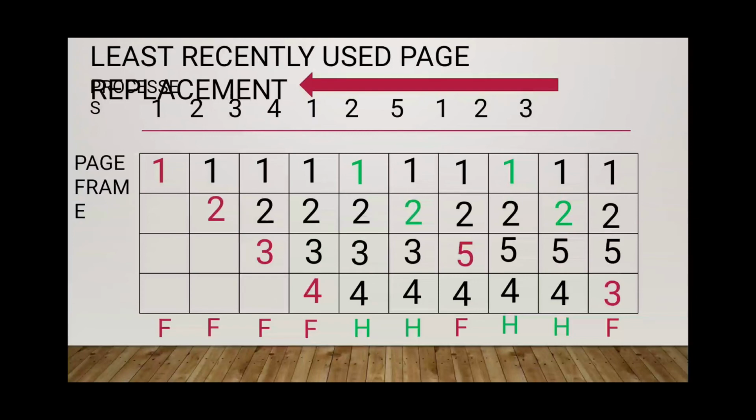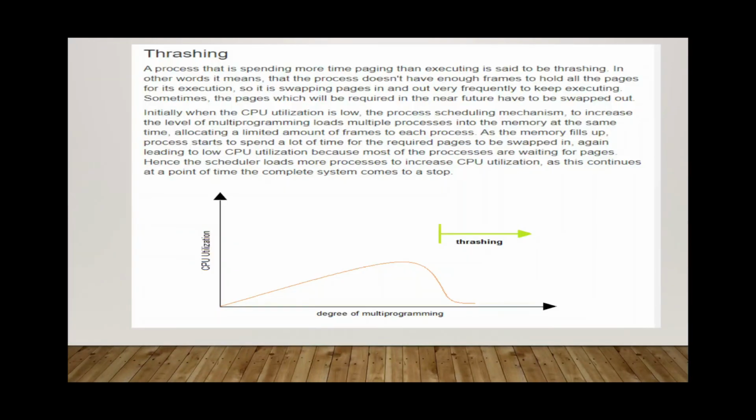So that's all for these algorithms, and let's proceed to our last memory management topic, which is thrashing. A process that is spending more time paging than executing is said to be thrashing. In other words, the process doesn't have enough frames to hold all the pages for its execution, so it is swapping pages in and out very frequently to keep executing. Sometimes the pages which are required in the near future will be swapped out.